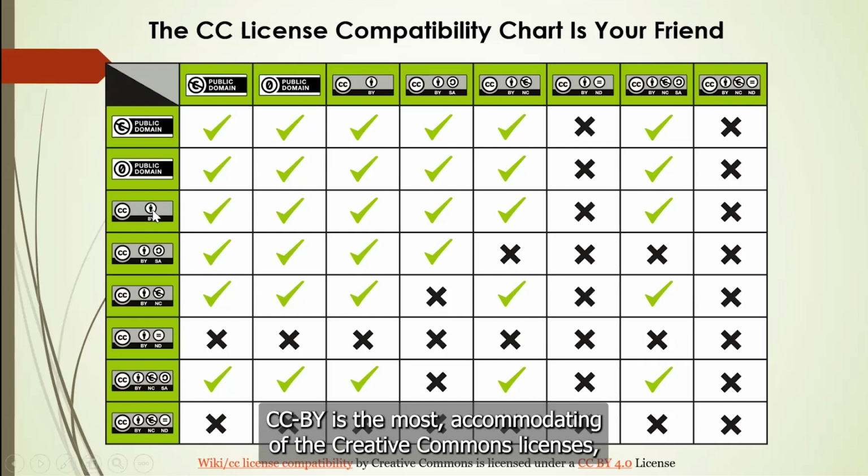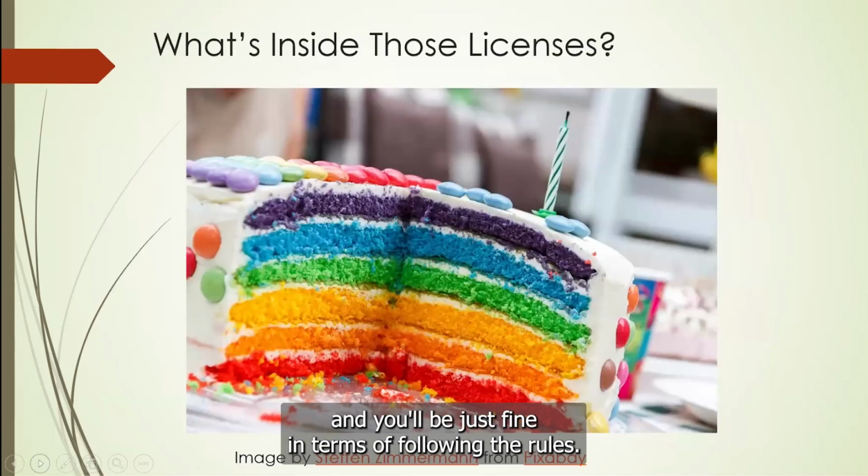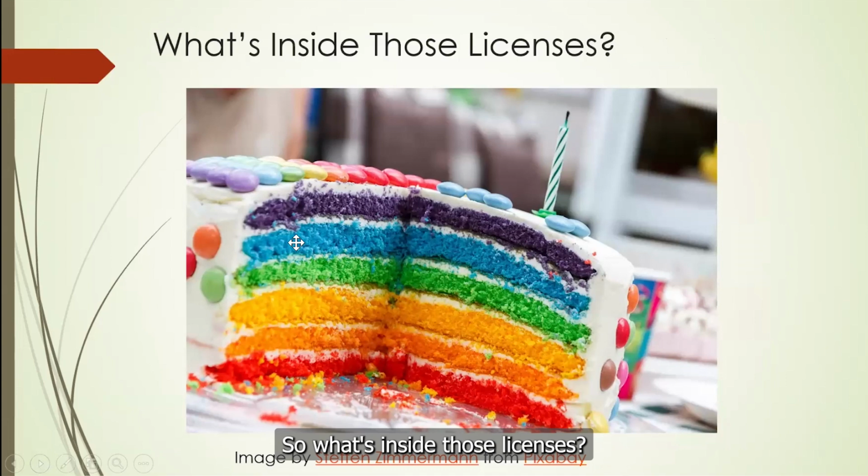CC BY is the most accommodating of the Creative Commons licenses, and you can mix that with any of the other licenses, and you'll be just fine in terms of following the rules. So what's inside those licenses? Layers, like this beautiful cake.